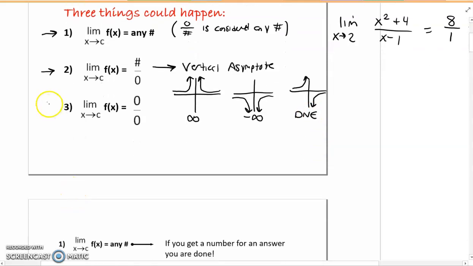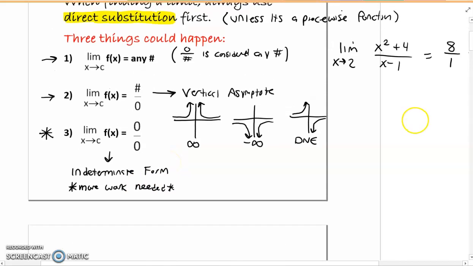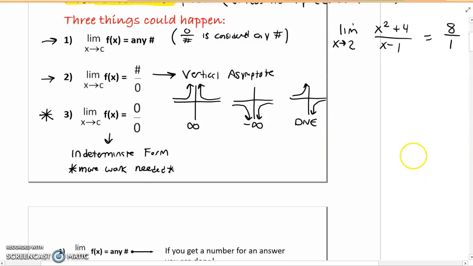But this video is not going to focus on either of those two situations. Rather, we're going to focus our attention on scenario number 3. What happens if we get 0 over 0? What this is called in math is an indeterminate form. Whereas for the first two scenarios, I pretty much gave you what's going to happen in all those cases, in this one we're going to need to do more work in order to get our solution. So those are the three scenarios we're going to be looking at.